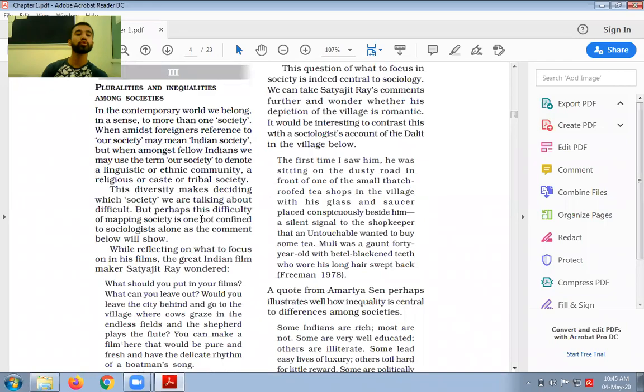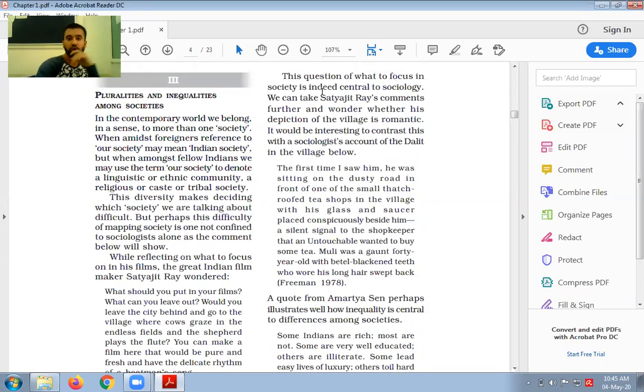And who is going to give him the reality? The sociologist. This subject is going to give him the clarity about what is actually going on in the villages, right? He's trying to romanticize the things. He's going with his own imagination, but that is not the reality. Now what sociology says is that this question of what to focus on in society is indeed central. So what to depict, what to show, what not to show, it's a big question. Who is going to solve it?